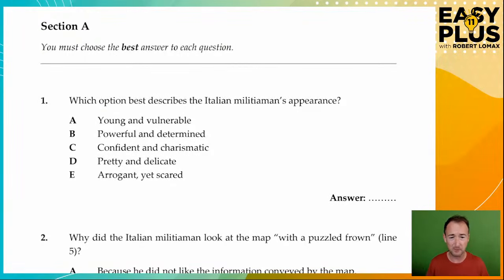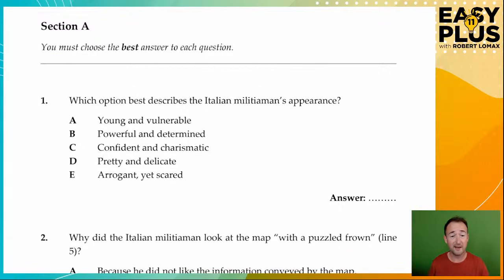Just in case people haven't read the text, or haven't quite understood what's going on, I should say that this passage is based on George Orwell's experiences in the 1930s in Spain during the Spanish Civil War. At the beginning of the text, he's writing about one young soldier that he saw there and who inspired him to think quite deeply about what was happening in this place at this time. So we're asked to choose the option that best describes his appearance.